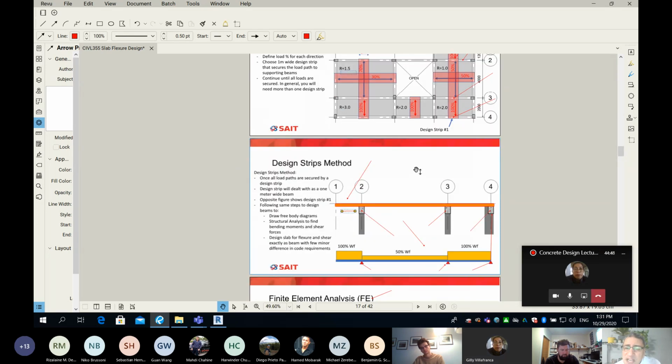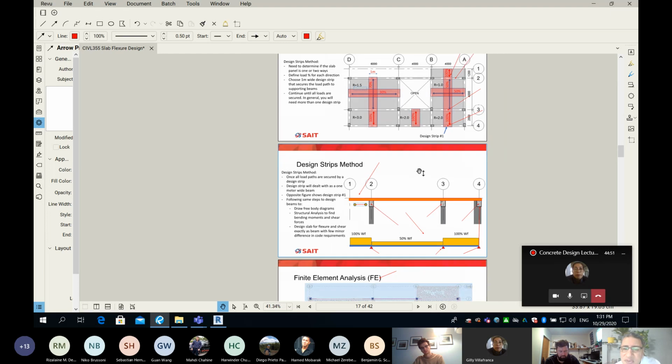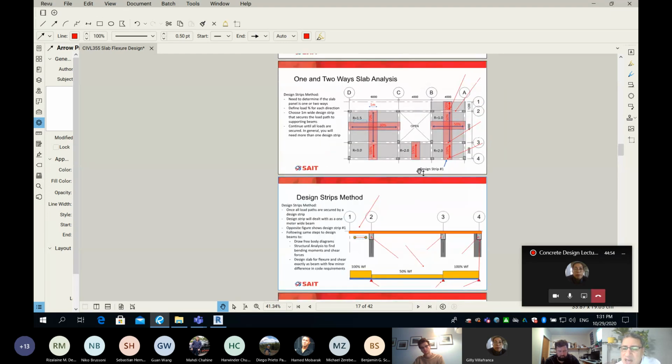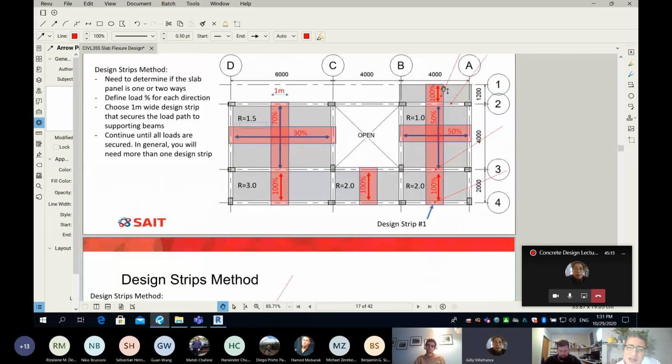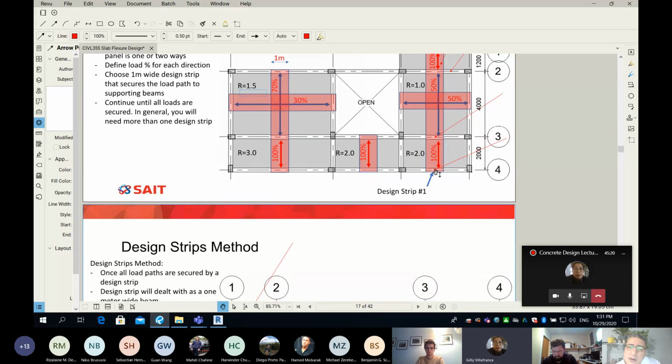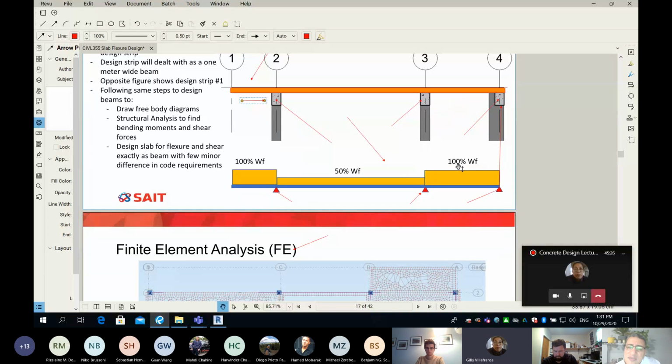How about in between grid line 2 and 3? Please look at the plan view. In between grid line 2 and grid line number 3. What do you think? This direction here that matches and follows the design strip, does it carry 100% of the load or only 50%? So the cantilever carries 100%. I'm asking between grid line 2 and number 3. 50-50. How about between 3 and 4? 100%. Yeah. And that's exactly what's happening here.